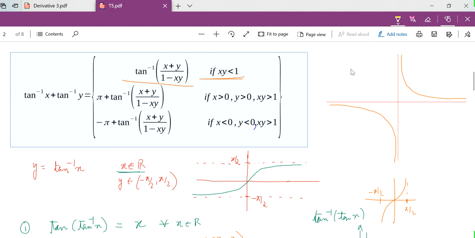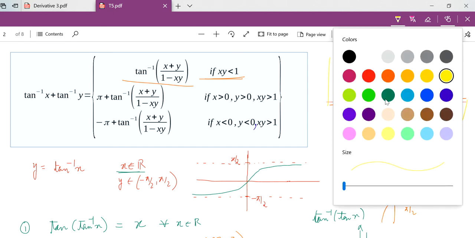All the region here, between the two, in the sense all this region. If you have 2 points, any 2 real numbers x and y which lie in any of these yellow regions, then you have this: tan inverse x plus tan inverse y is tan inverse of (x plus y) upon this.